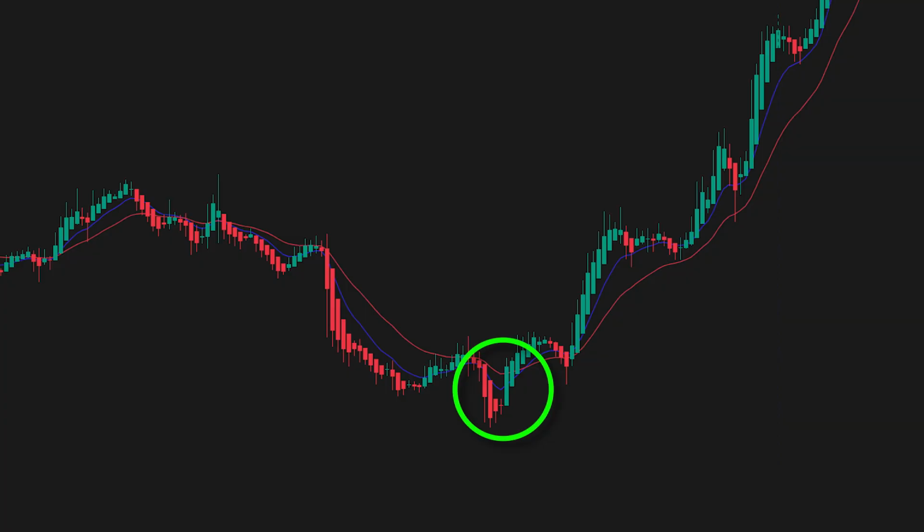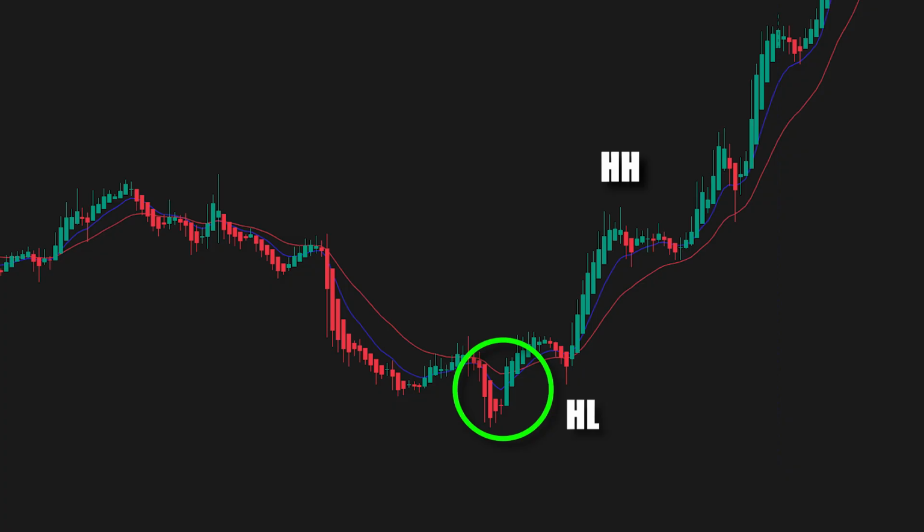This crossover is your first signal. It suggests that short-term momentum is starting to flip bullish. But we don't just jump in yet. We need confirmation. And that's where price action and volume come in. As the EMAs cross, price starts doing something crucial. It forms a higher low, then pushes to a new higher high, confirming the trend shift.